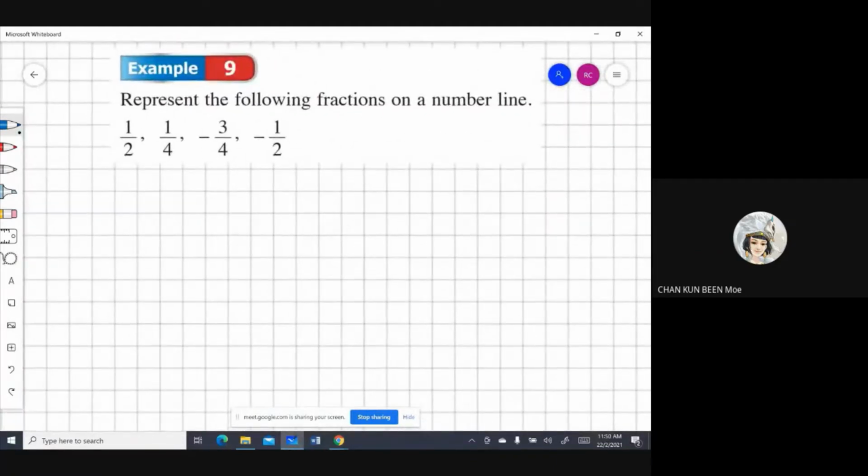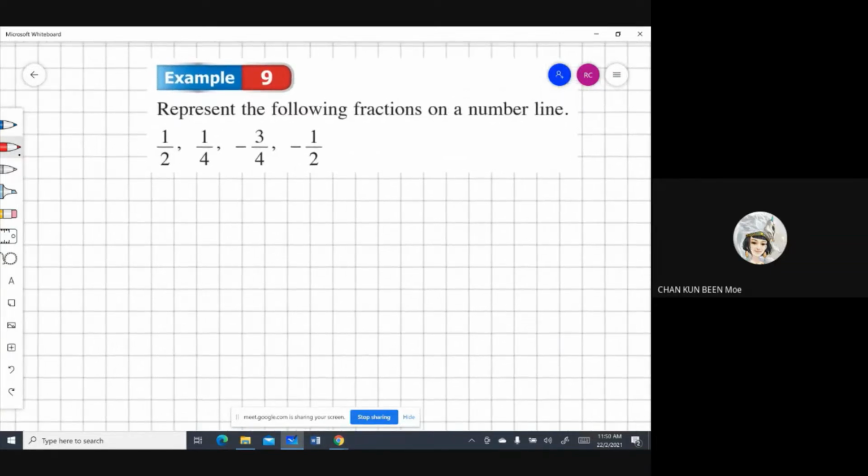Okay. When they ask you to represent the fraction using a number line, first thing what you need to do is you got to observe the denominator. Hopefully you still remember what is numerator and denominator. Do you know what is numerator? Numerator dalam bahasa Melayu adalah pengangka. For example, I have 1/2.